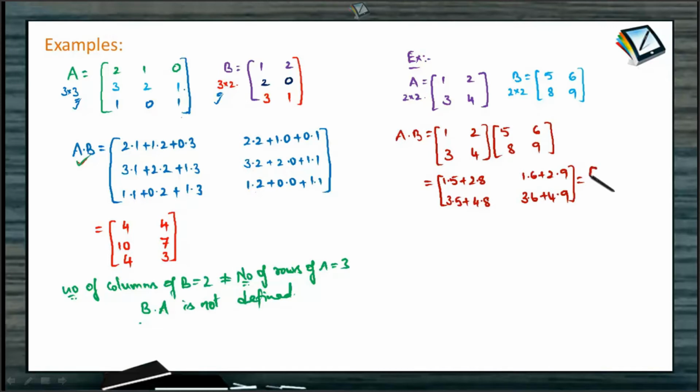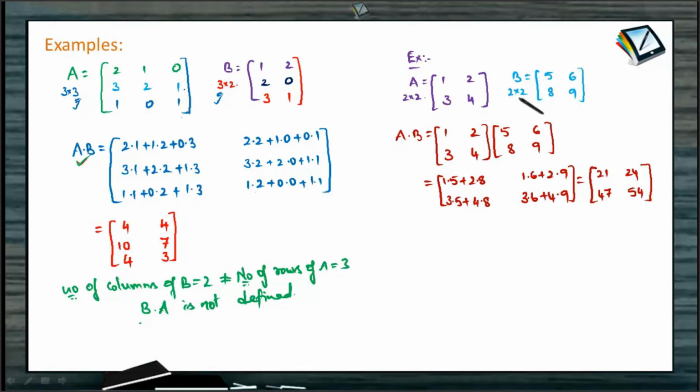What is this matrix A into B now? 5 plus 16, that would be 21. 6 plus 18, that would be 24. 15 plus 32, that is 47. 18 plus 36, that is 54. So we got the A into B matrix.